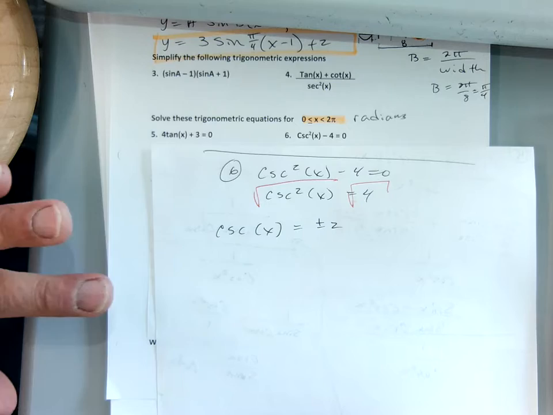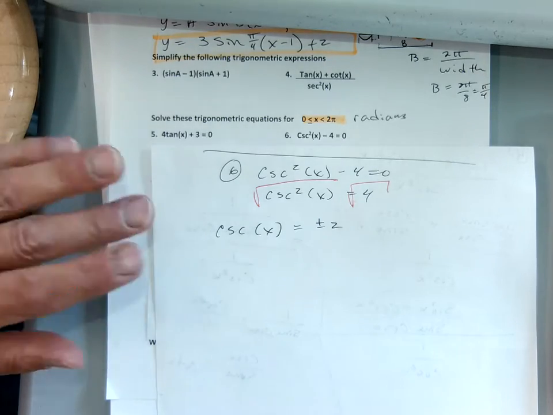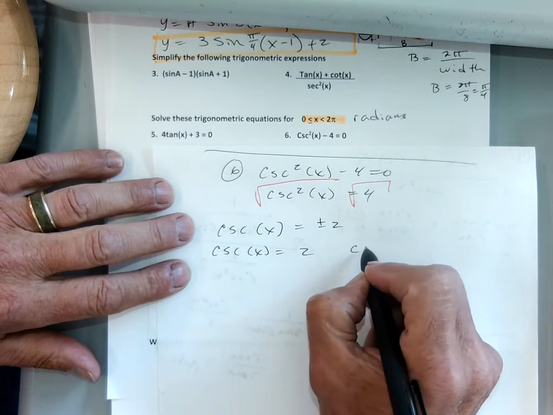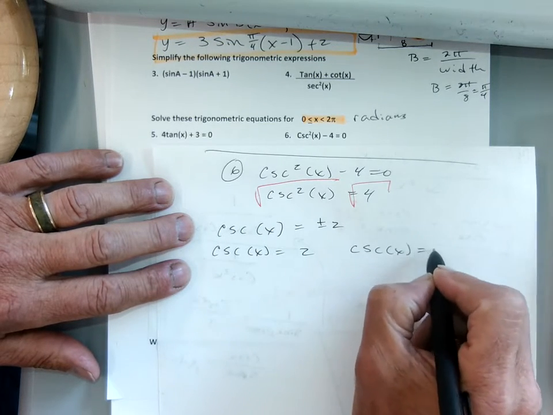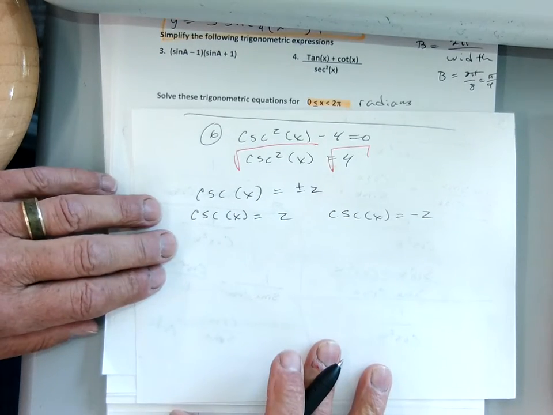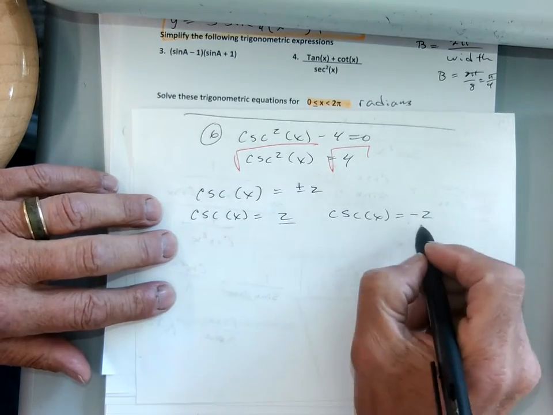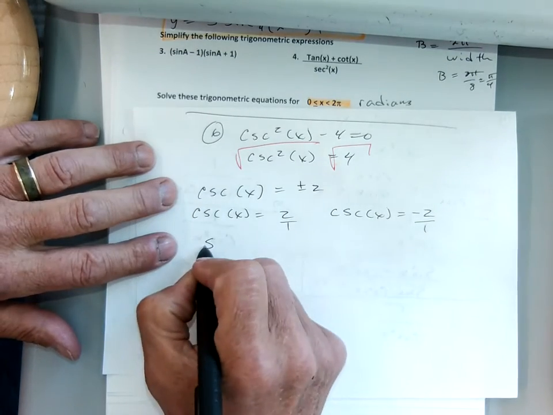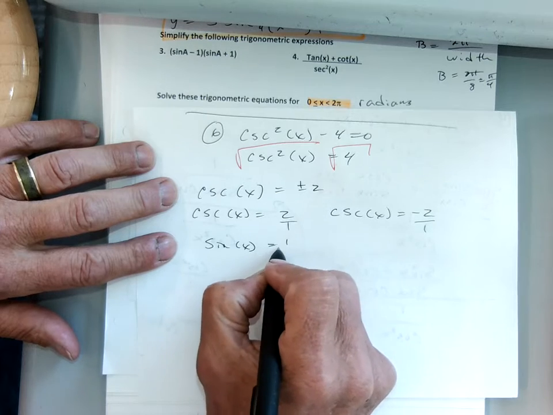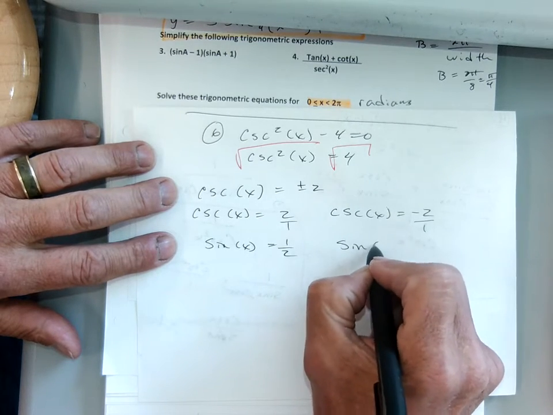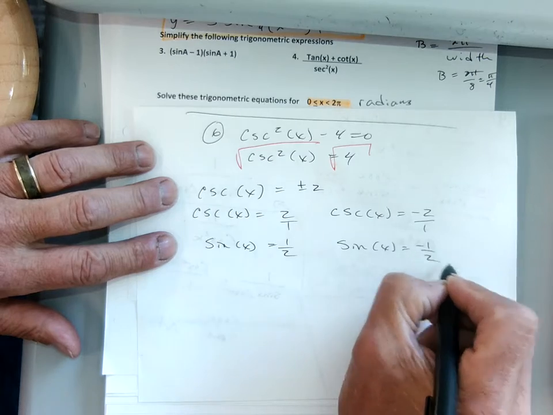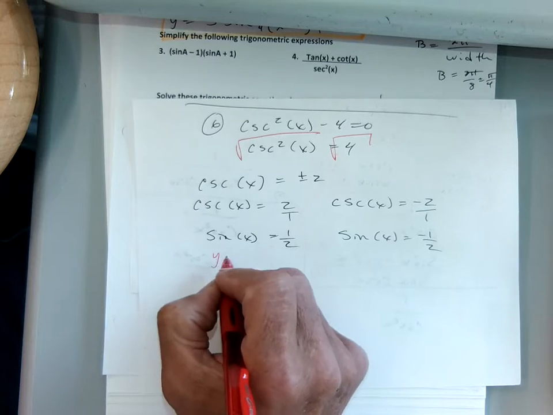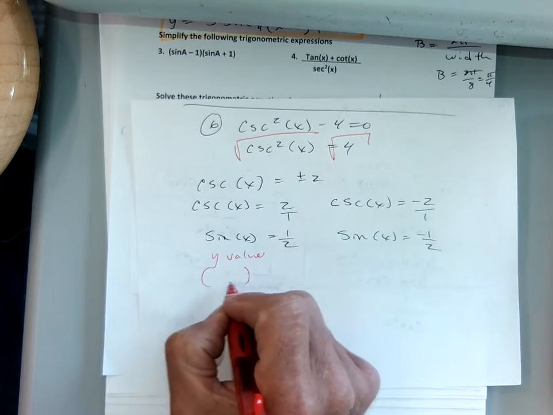Again, this one's not that hard. You won't mind this one. Now, that means cosecant of x equals 2 and cosecant of x equals negative 2, okay? 2 over 1, 2 over 1. Cosecant is the reciprocal of sine, so if I flip it, sine of x equals 1/2 and sine of x equals negative 1/2. I think those answers are on my circle, right? Sine is the y value of my point.